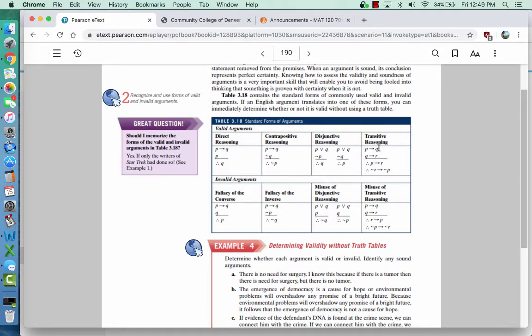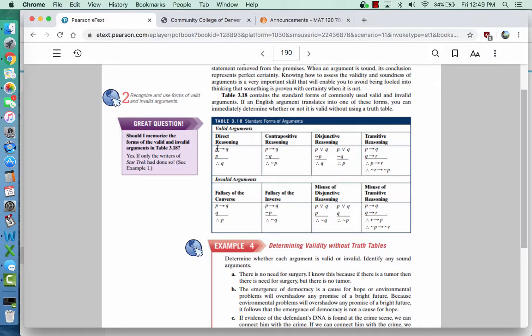Now the transitive reasoning and misuse of transitive reasoning is really just double direct reasoning. They say if P then Q, then if Q then R. Well, then if you have P, then you have R, and that's just transitive meaning too. It's double direct reasoning. So let me go over these, and I'm going to use an example that I think is pretty simple to think about.